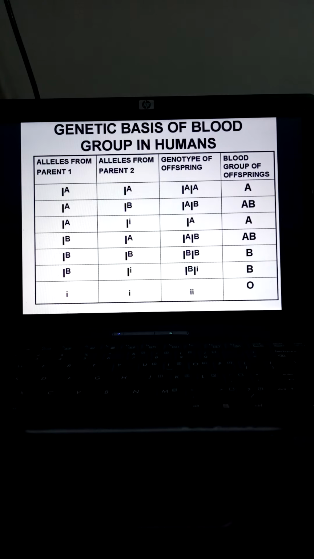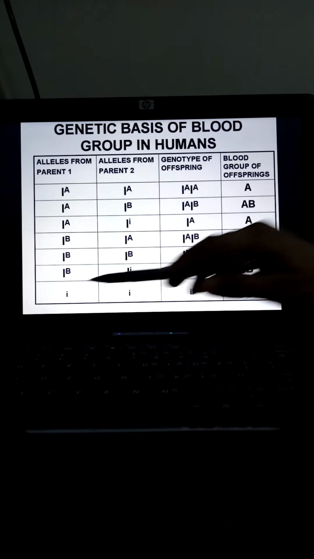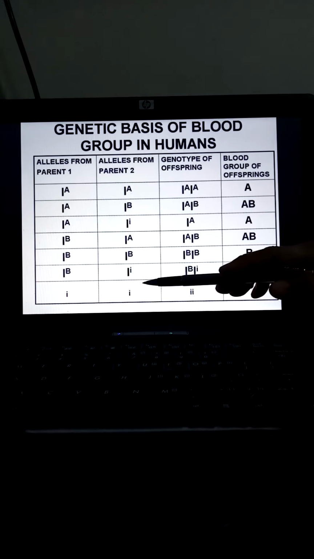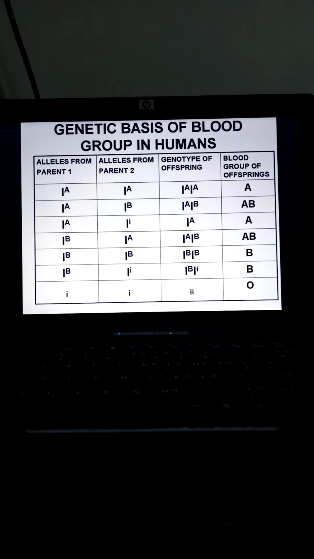Again I am repeating this statement. A and B are dominant. If A is present, then it is going to express itself. When B is present, it is going to express itself. But if A and B, both of them are present, both of them are going to express themselves. And i progeny will be formed only when both the parents have i present in it. Then only O blood group will be present.